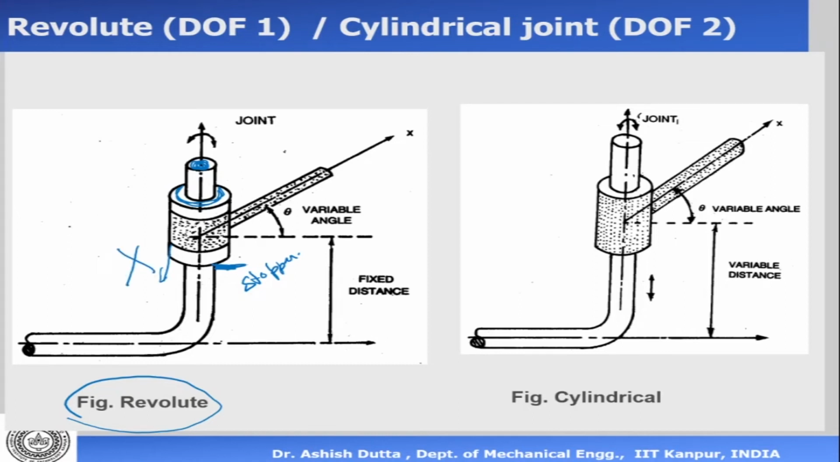Now in this case, where is the axis? This is the axis. If I give a force in this direction, because it's a cylinder on another cylinder, it will rotate. So it will rotate like that. And the variable that is changing is theta.